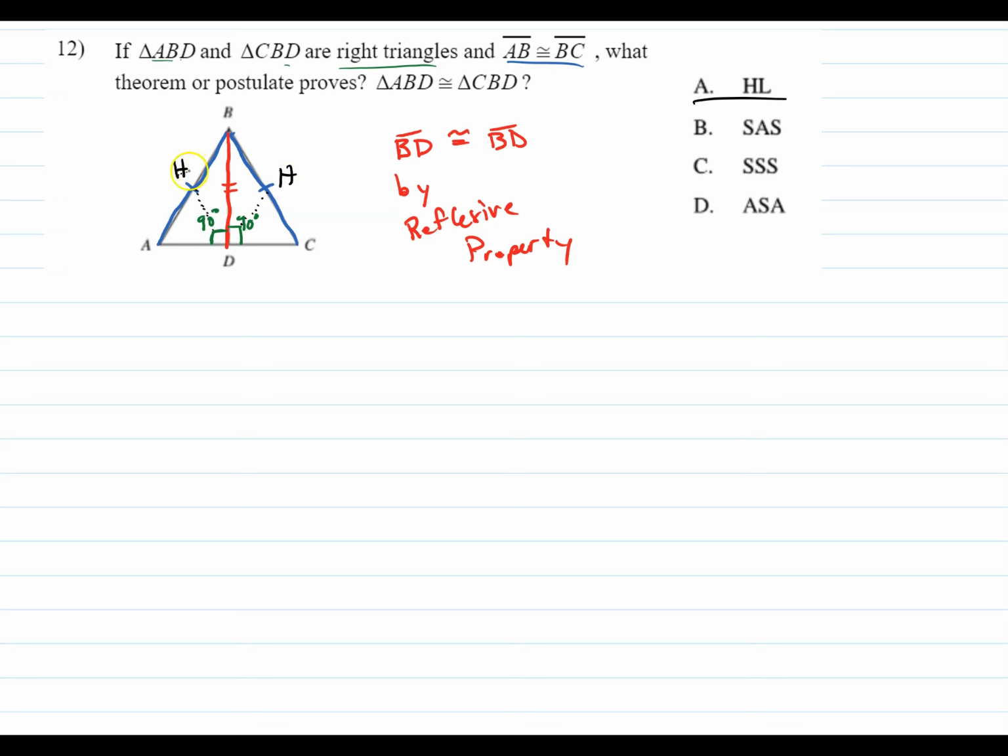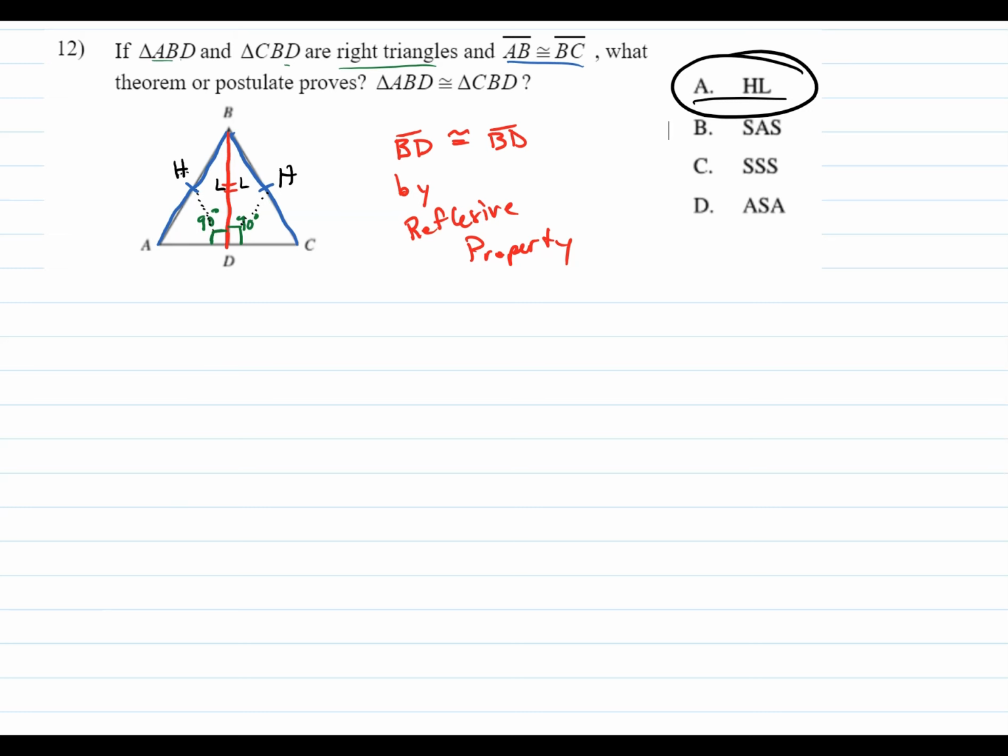The hypotenuses between the two different triangles match. Then these two sides match, which we call legs in a 90-degree triangle, a right triangle. So we have a hypotenuse match, we have 2 legs match, and we have a 90-degree angle. And that is classic hypotenuse leg.